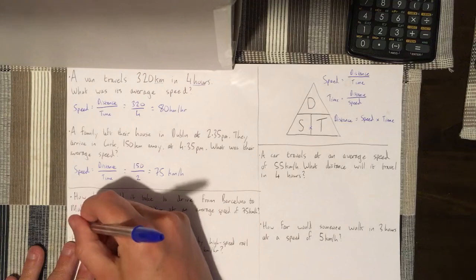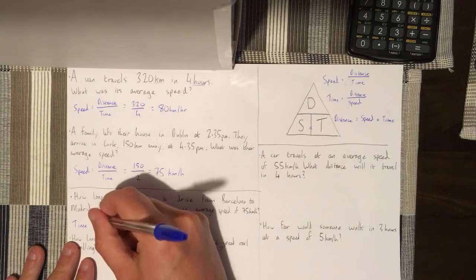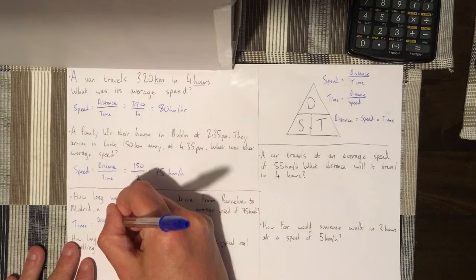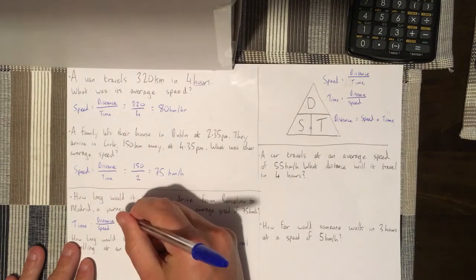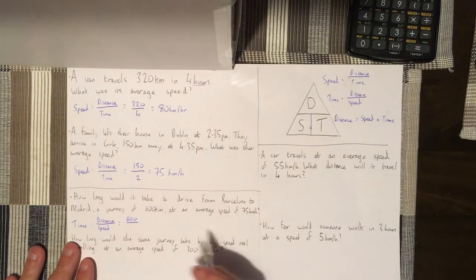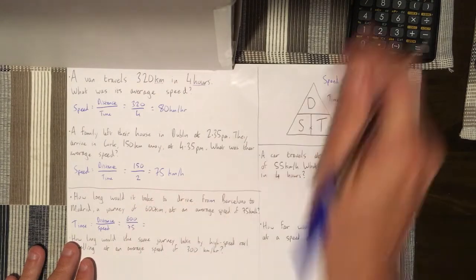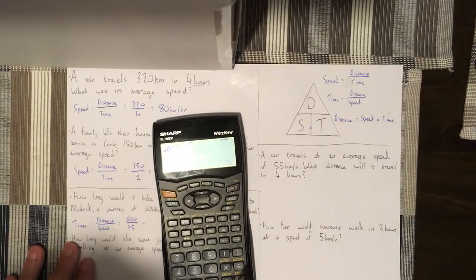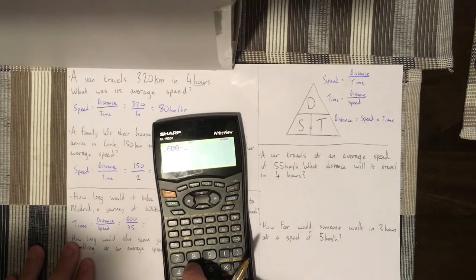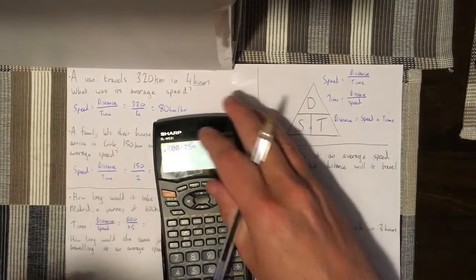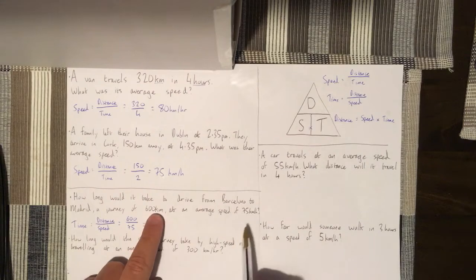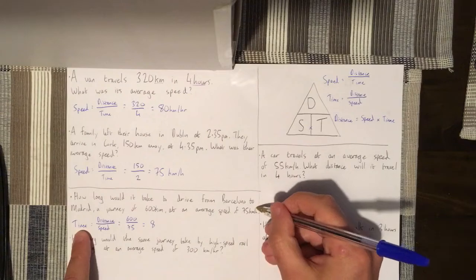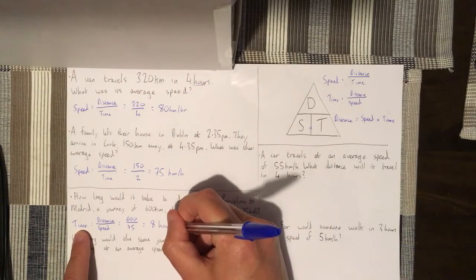So time is equal to distance over speed. Distance is 600. Speed is 75. On the calculator, 600 divided by 75 is 8. All right. So it was kilometers and kilometers per hour in. So this time is going to be measured in hours. So 8 hours.